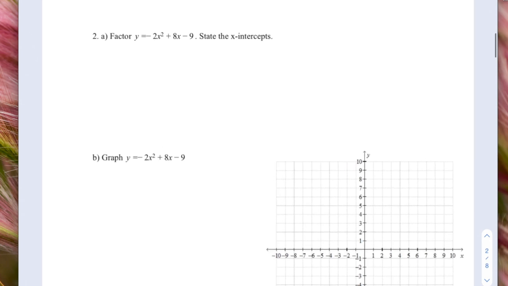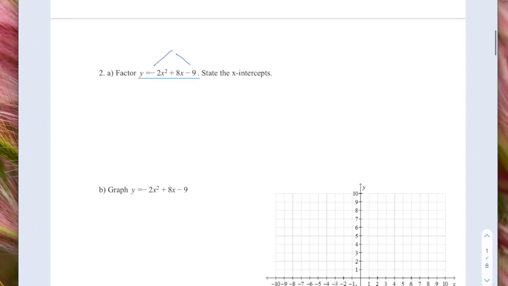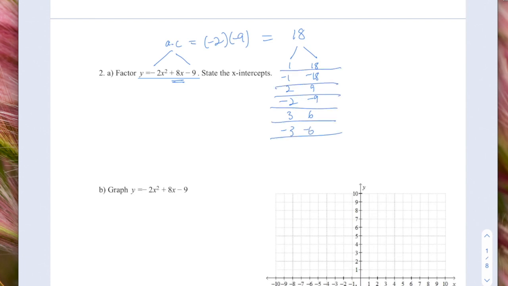So let's try this. If I want to factor this guy, I can see that I can't first factor out a -2. What I have to do is multiply a times c. So a times c in this case is -18, and then I'm going to use the product sum to break up our middle term 8x. So I need to write down all the factors of 18. And normally what I would do is try to pick the pair that gets me 8x.